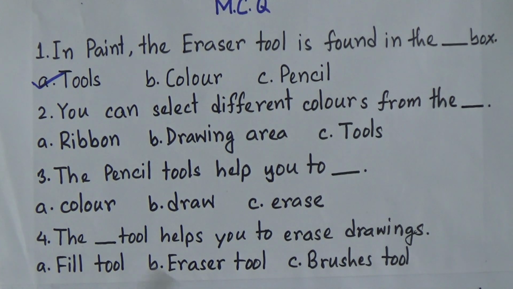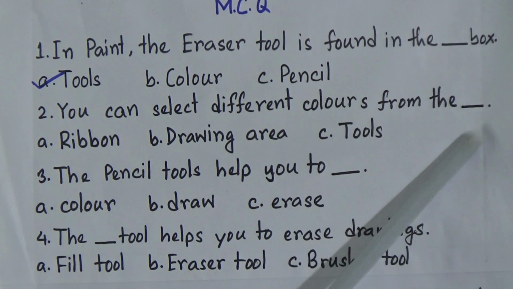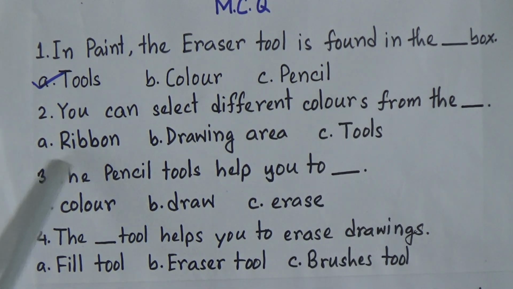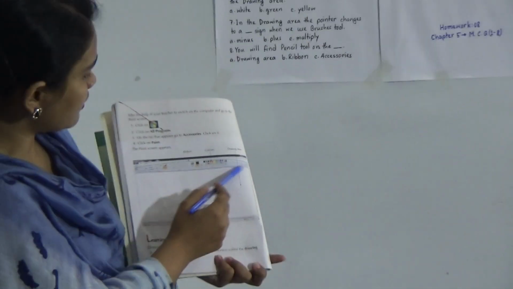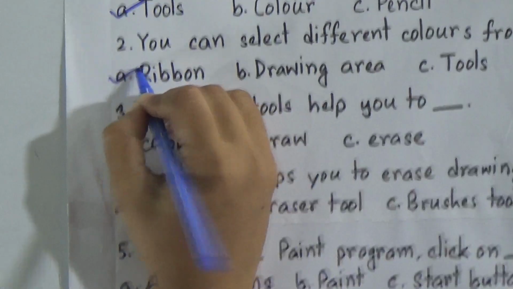Now number 2. You can select different colors from the dash. Options are A. ribbon, B. drawing area, C. tools. So where will you find the colors? Now look at your book, page number 34. Here. So where is the color? In the ribbon. So you will select different colors from the ribbon, and our answer will be option A, ribbon.